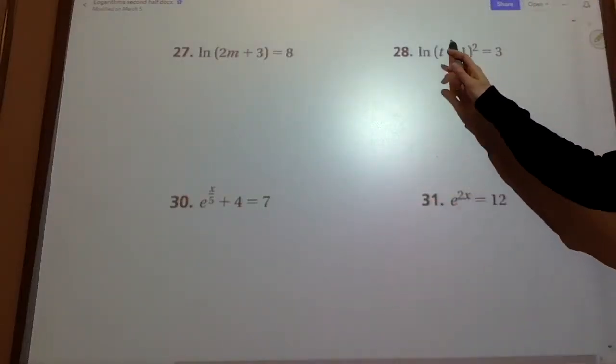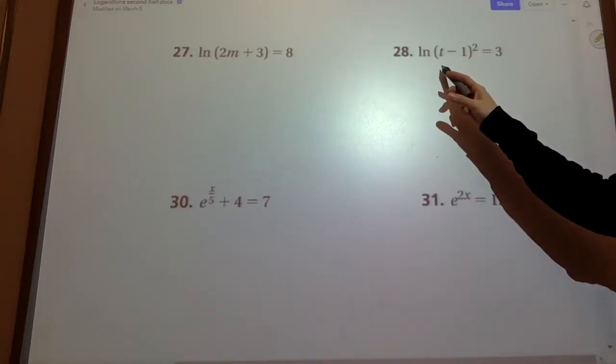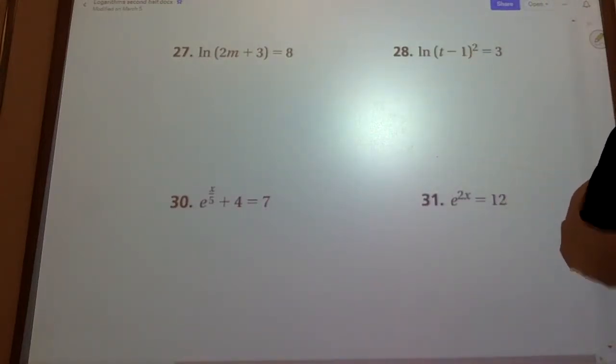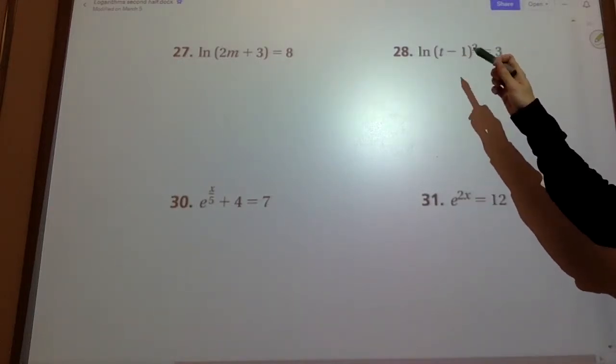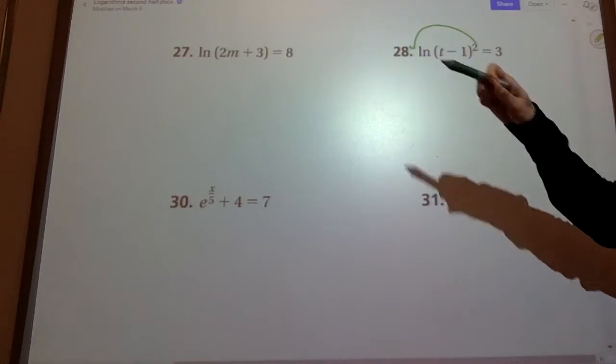If you notice, again, natural log is isolated. Okay, so there's 2 ways you can do this one. You could go ahead and convert it to exponential form and solve, or you can take that 2 and put it in front.